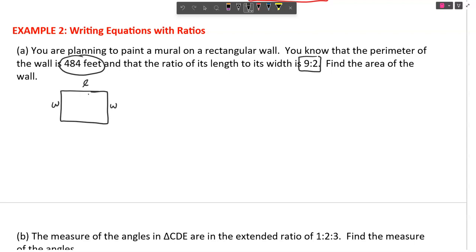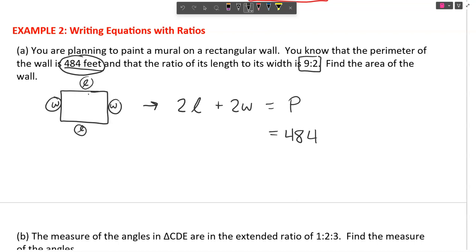When we want to find perimeter, perimeter is adding all of these up. And so for a rectangle, the perimeter would just be 2 L's, so L plus L, plus 2 W's, W plus W, equals our perimeter. Now, in this case, our perimeter is 484 feet. We already know that. But what we need to do now is talk about what we're going to call our length and what we're going to call our width.